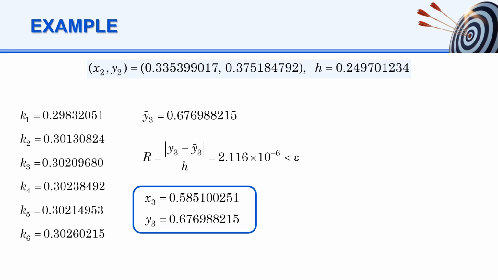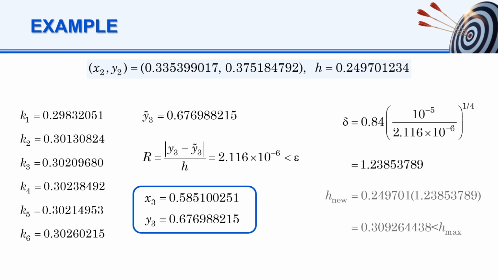Now, we determine the next interval size. To do this, we calculate the step size adjustment factor, which is found to be 1.238,537. The new step is calculated as 0.309,264. If hnew happens to be greater than hmax, hnew should be set to hmax. Or if hnew becomes smaller than hmin, then the interval size is set to hmin. However, in this case, hnew is smaller than hmax, and the next interval size can be chosen by as much as hnew.